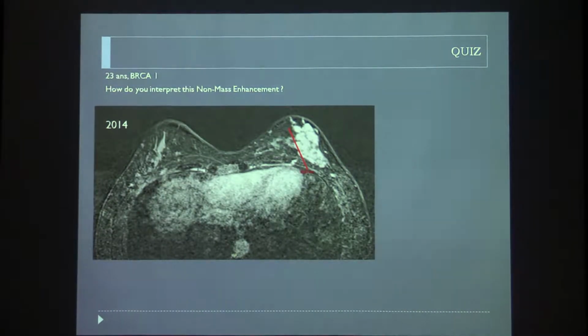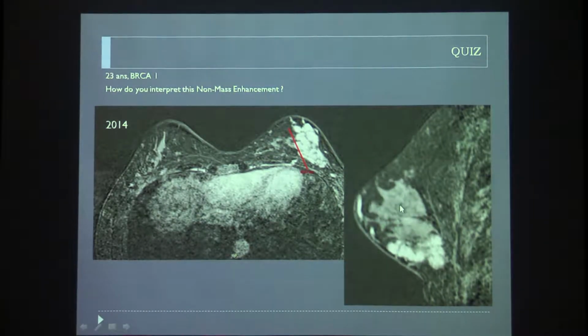And then this is a young patient, 20 years old, but she has a BRCA1 mutation. So how do you interpret that? You have to do the reconstruction. You see very well this particular shape oriented to the nipples. So this is a segmental enhancement. It's homogeneous. So segmental is BI-RADS 4, homogeneous still BI-RADS 4.